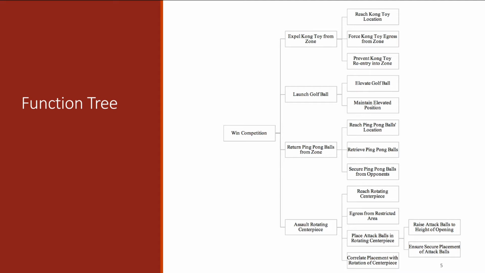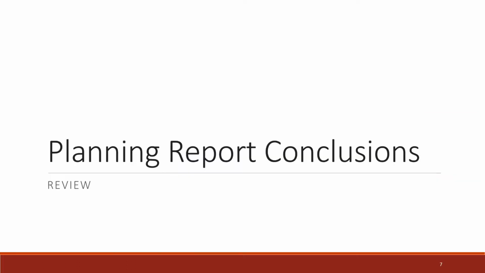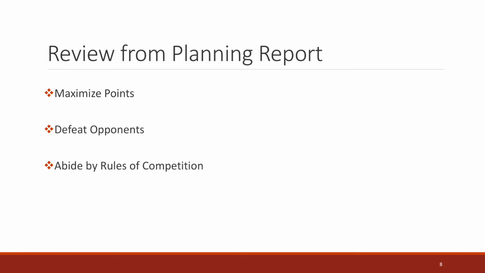The function tree shown here identifies the main functional requirements of the device which present opportunities to earn points. Additionally, a house of quality was constructed to identify customer and engineering requirements. A planning analysis was conducted to identify major design considerations. It was determined that our machine's design must focus on maximizing points earned in each round, defeating opponents, and abiding by the rules of the competition.